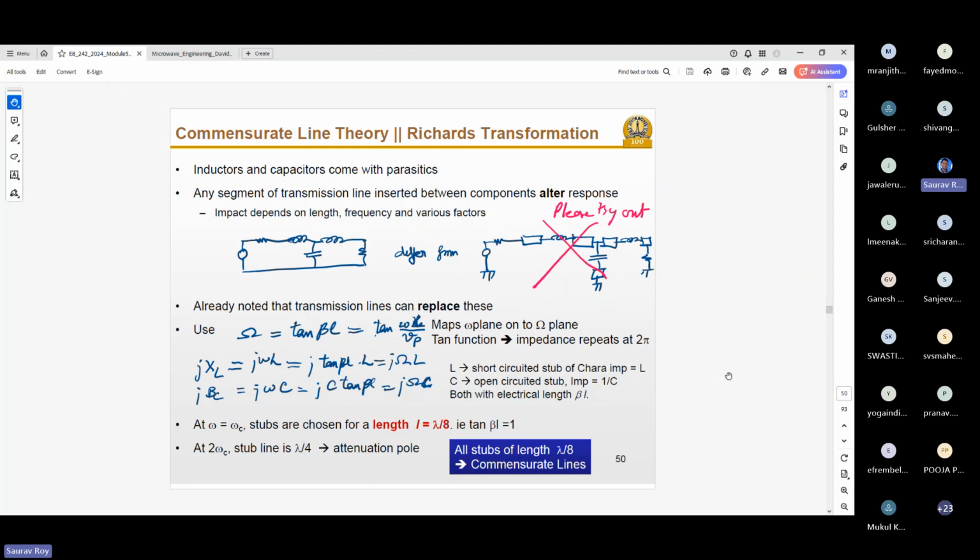So unless you go to very high frequencies like millimeter wave, in the normal frequency band, the microwave band, it works very well.